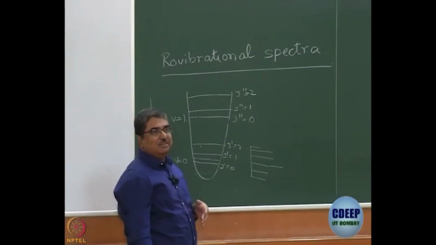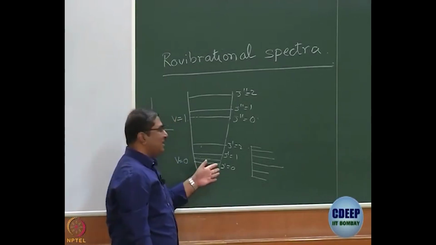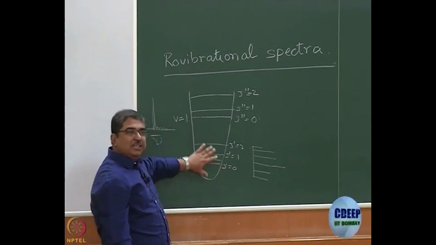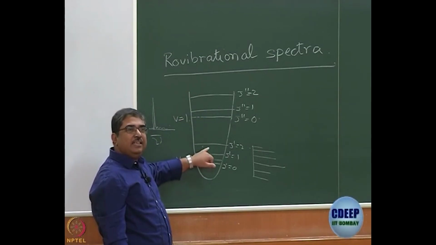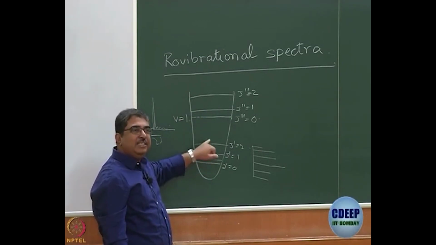I will not remember this after maybe a month or so, I am sure. So there is a population distribution here. Now when you talk about an upward transition, that upward transition can begin from any of these J levels, isn't it?